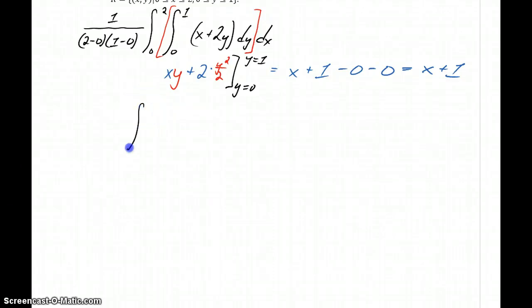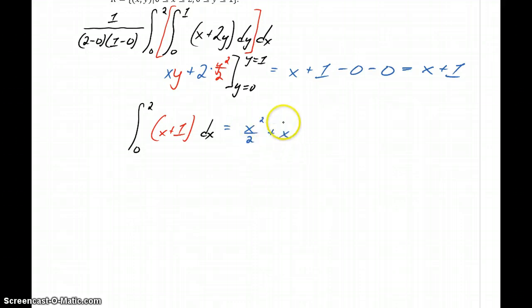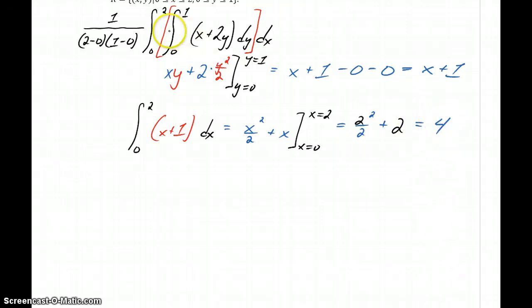So now we can evaluate the integral from 0 to 2 of x plus 1, which is the result of that inner integral. Integrating with respect to x, we would get x squared over 2 plus x, evaluated from x equals 0 to x equals 2, which will give us 2 squared over 2 plus 2, which is equal to 4. So first we evaluated that interior integral, we got x plus 1. Now we've evaluated that outer integral to get 4.